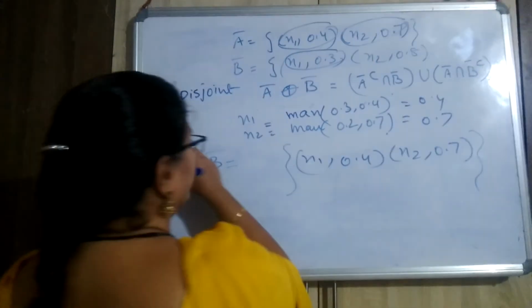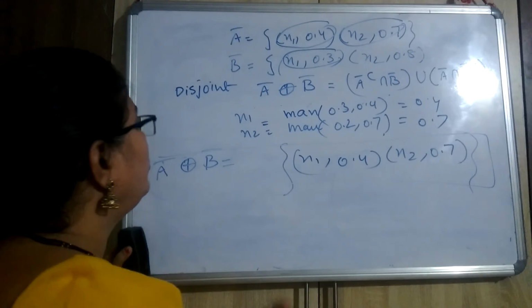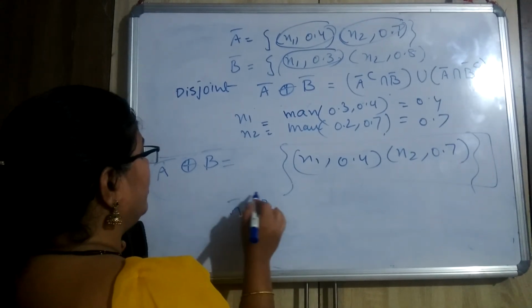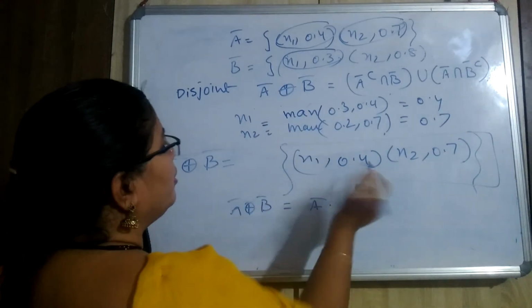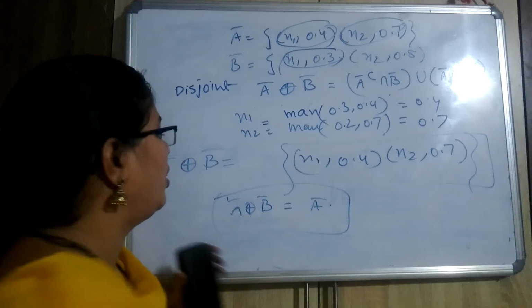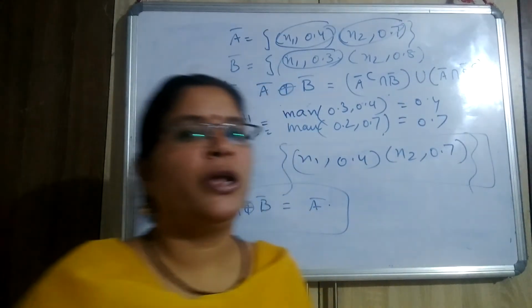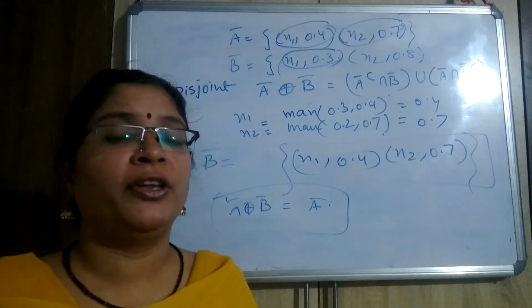Like that we find this operation. By this we can conclude that A bar disjoint B bar is nothing but A bar only, the same values we got. So A bar disjoint B bar is equal to A bar only. Like that we will complete various kinds of operations on fuzzy sets.